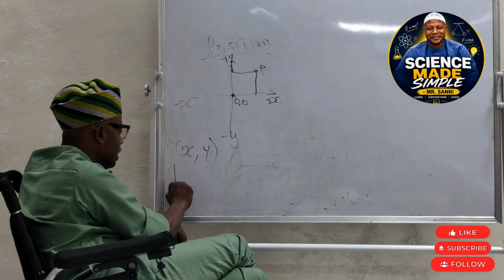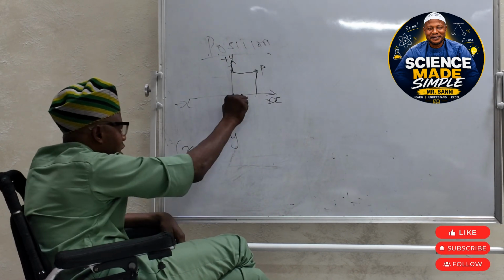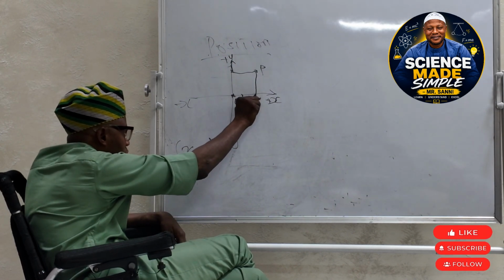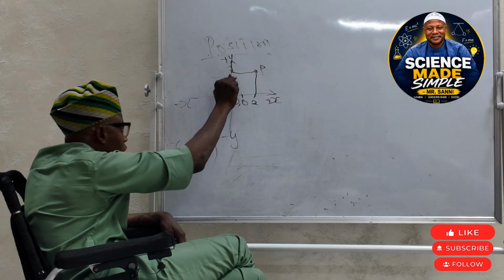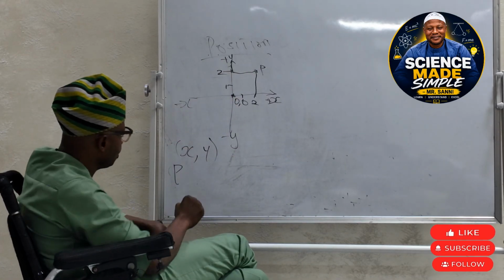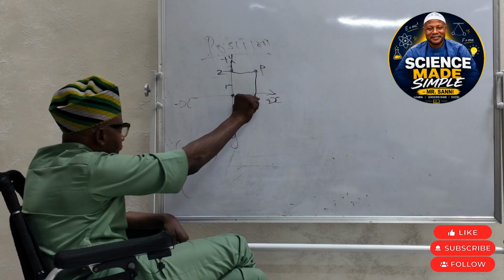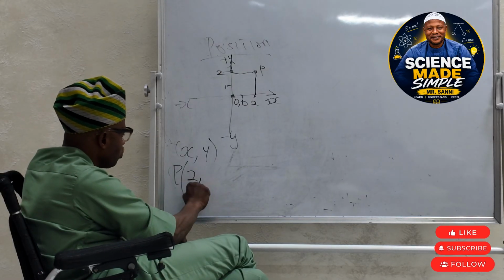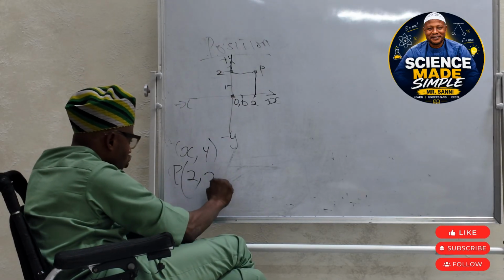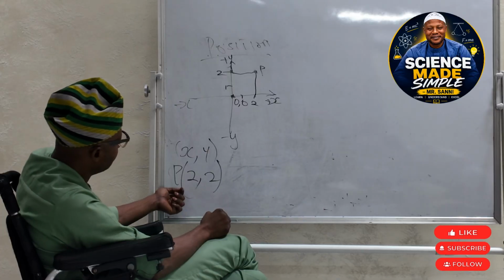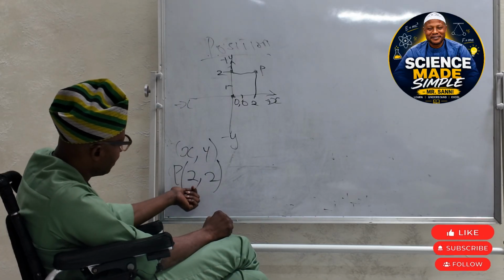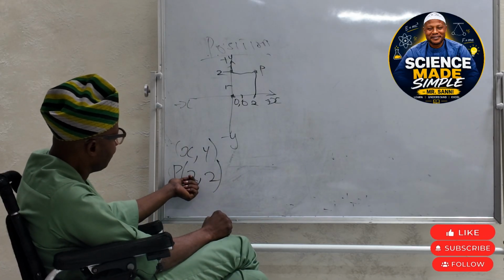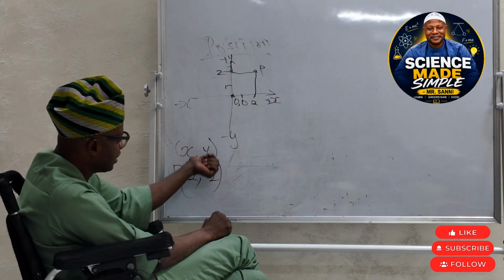Now, for position P, let's say this place is 1, this place is 2. Position P, the x is 2, while the y is also 2. So the position of our object P in space is 2 and 2. That's it. For the x-axis, you have 2. For the y-axis, you have 2.